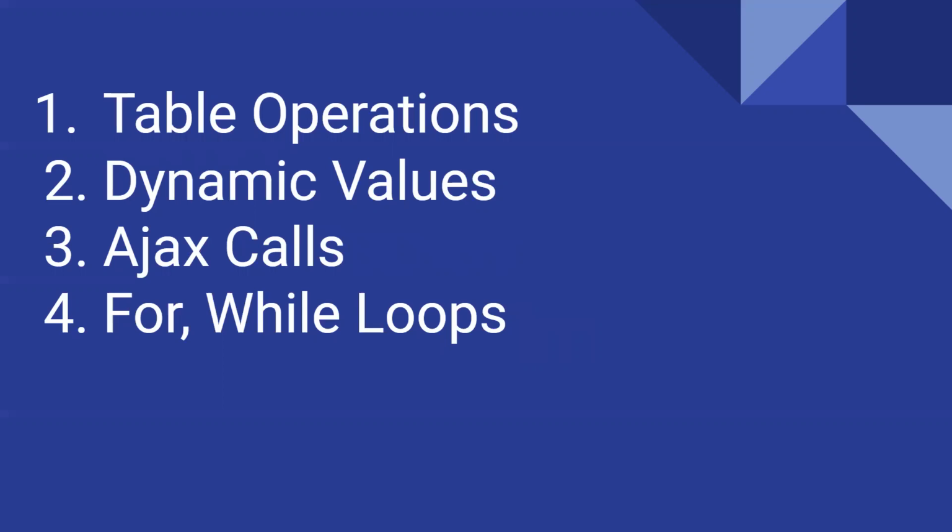Our next reason is dynamic values. Suppose there is a web page and some values are getting dynamically populated in it. In that case, we will not be able to record the object and the test case. Why? Because the XPath or the object properties will always be changing. So our test case will fail in the second or third run, right?